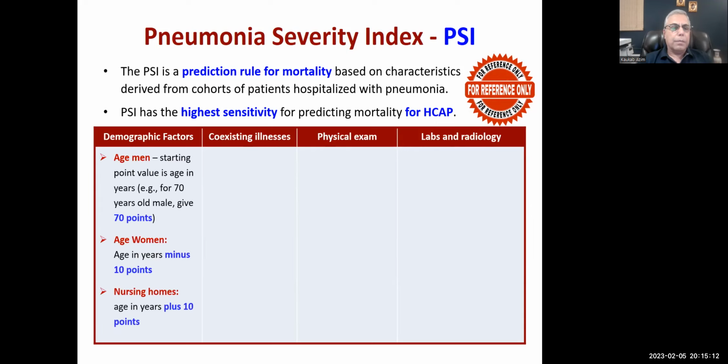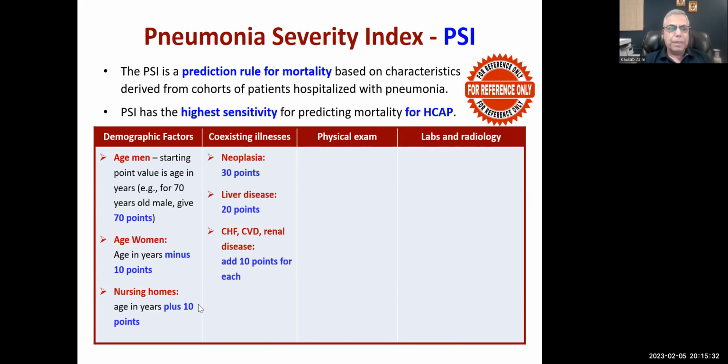So we take into account the age of men and women. They have got different points. You see, for men, the points equal the age in years. If it is a woman at the age of 70, a man will have 70 points, but a woman will have 60 points. We subtract 10 points.